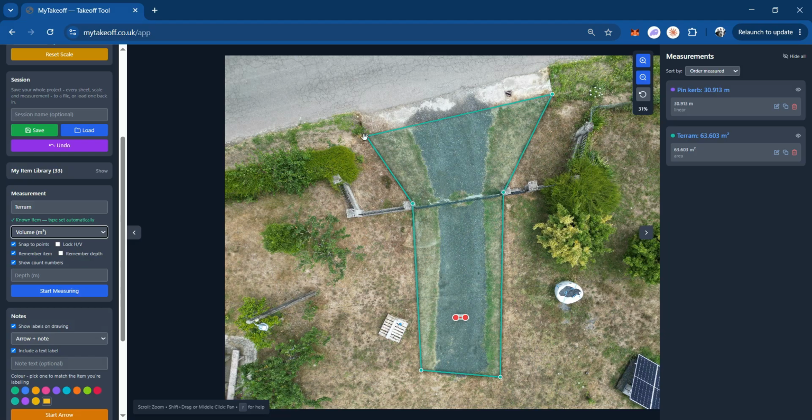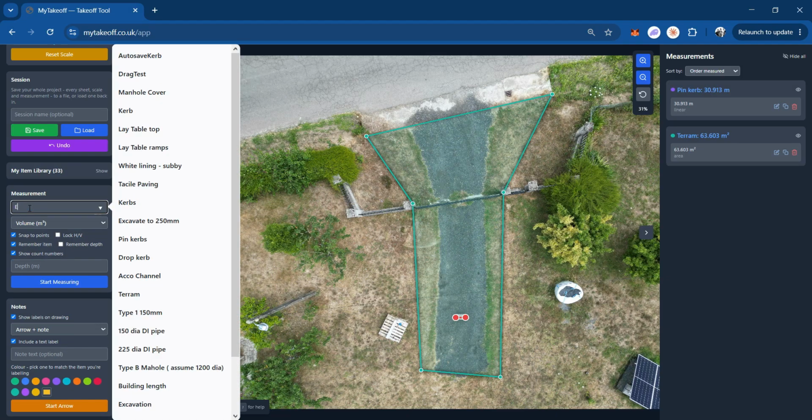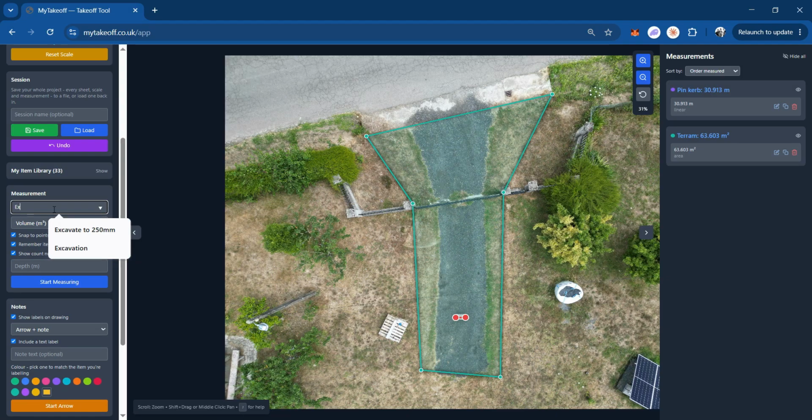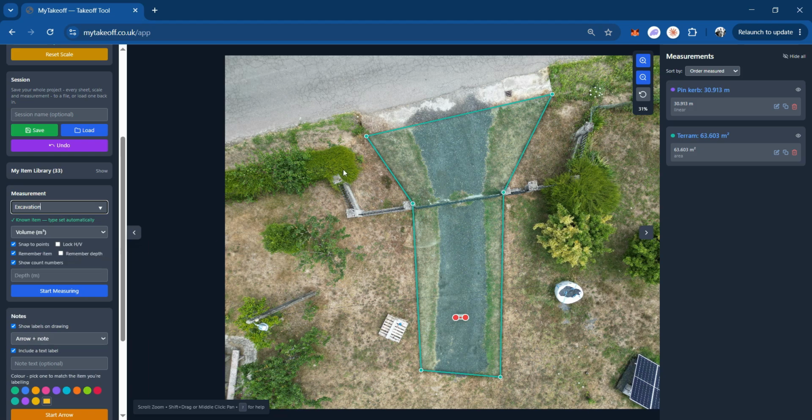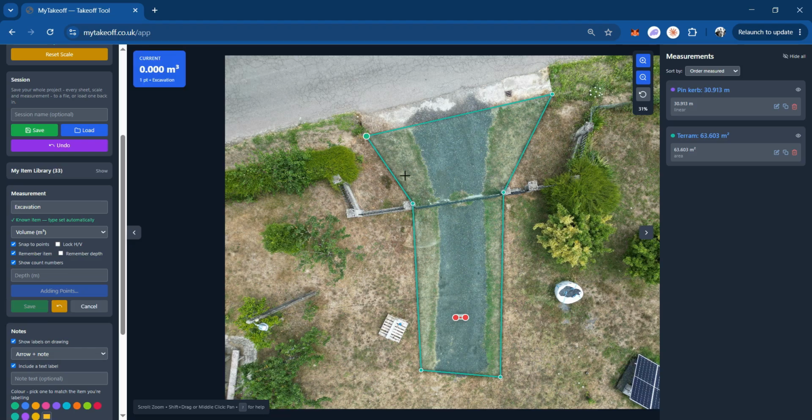So let's measure this. Again, it's the same area, but this is for excavation. So here we go, we're going to start measuring, and basically we're going to go over the top of this one. So there's the area, and because we're on a flat screen, we can only measure meters squared.